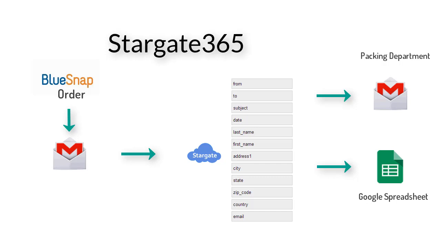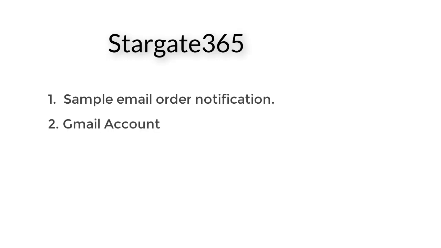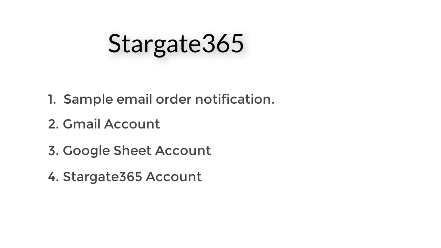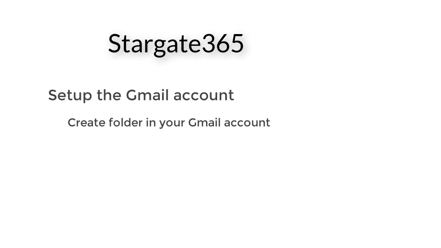Before we start, you will need a few things. You will need a sample email order notification. In this case we will use one from BlueSnap, but emails from most payment processors should also work. You will also need a Gmail account, a Google Sheet account, and a Stargate 365 account. So, let's get started. First we have to set up the Gmail account.